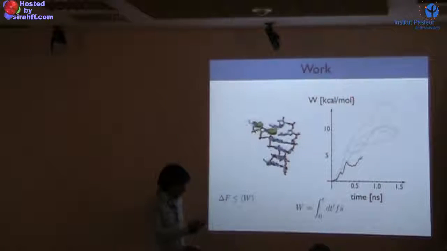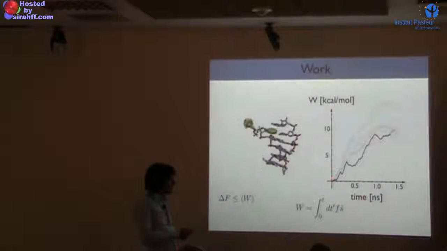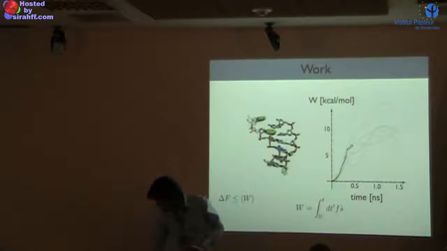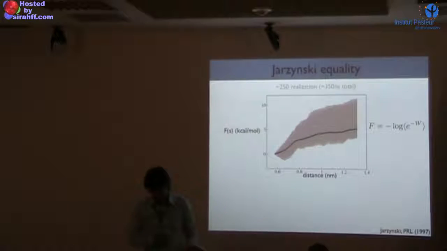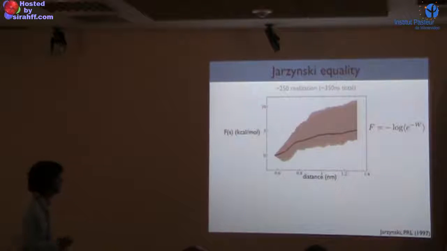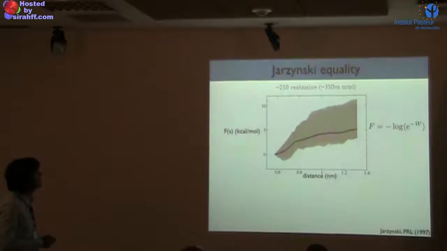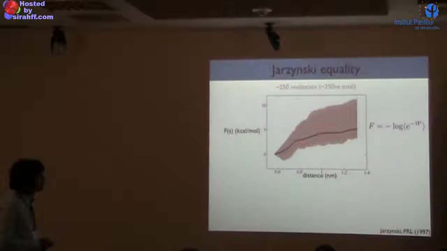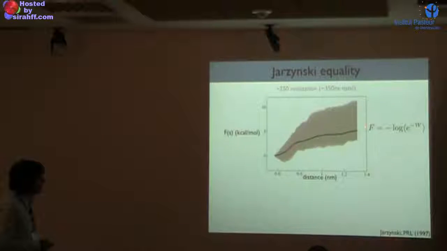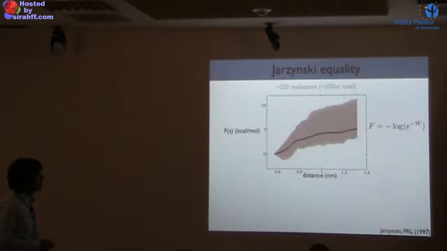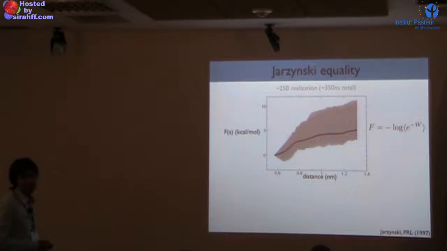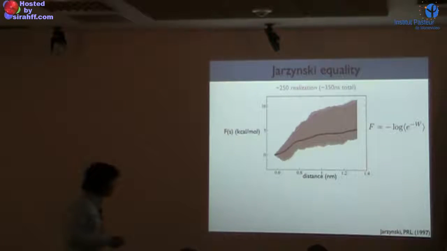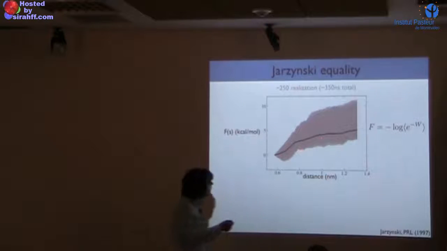And we know that the average work is larger than the free energy needed to break this, but we also know how to recover the correct free energy. In principle, we have seen the Jarzynski equality. This is done with many trajectories, like 250 trajectories. And this is the average of the free energy profile computed as an average of the exponential. It's the same thing that we were doing yesterday, exactly. Okay? But now, we saw immediately that there was a problem.